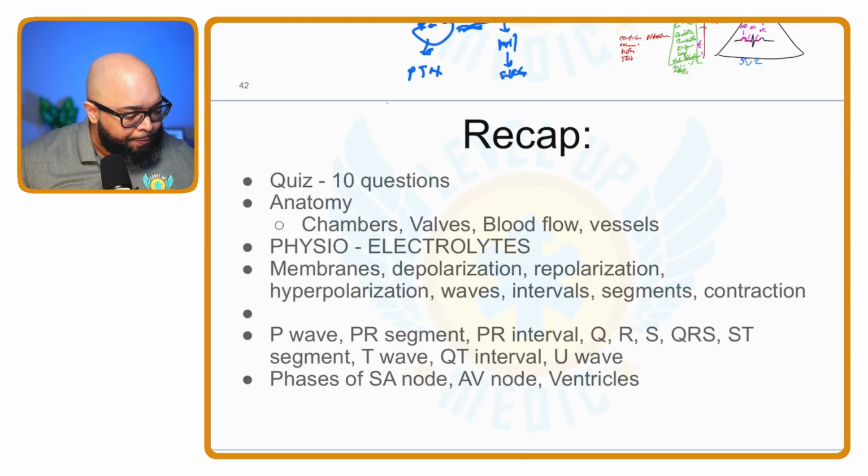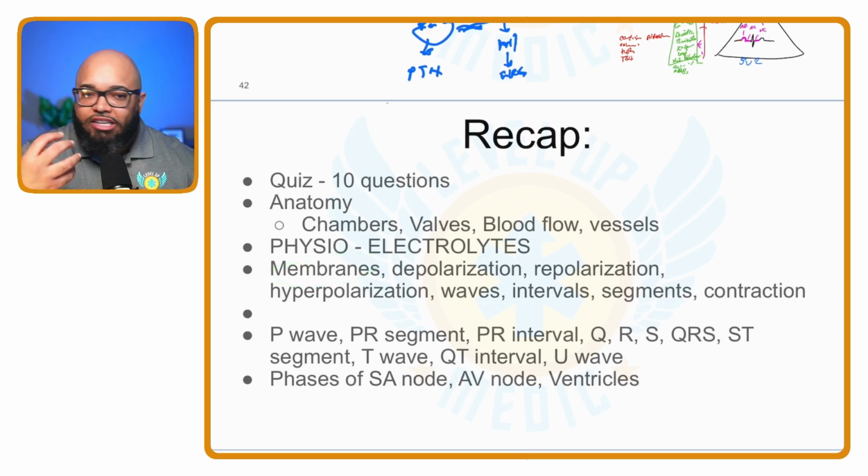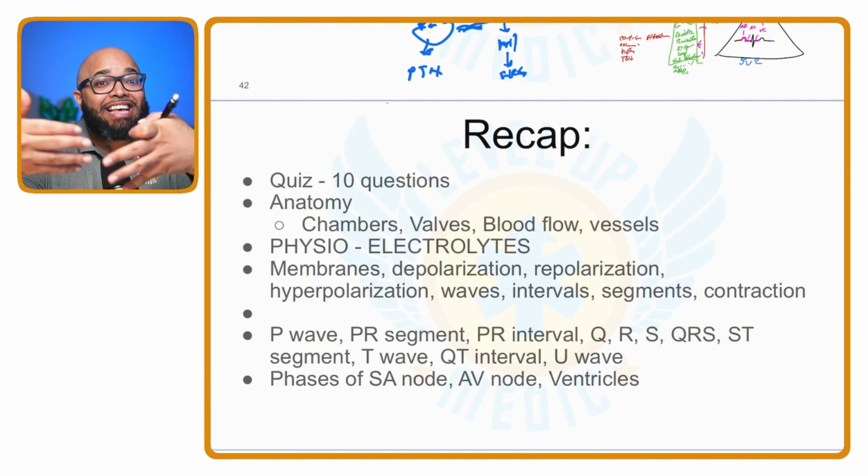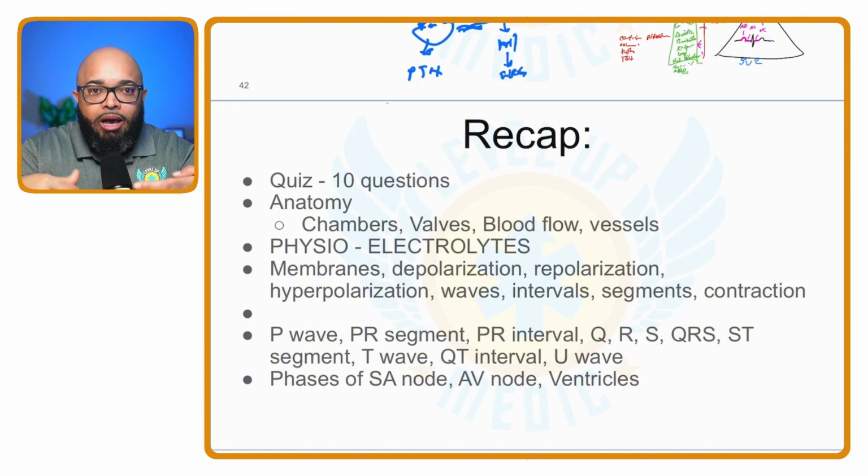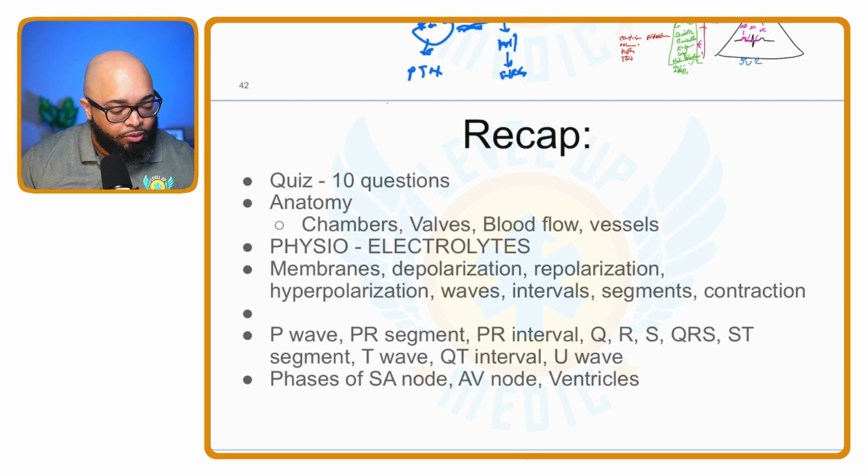Okay. We talked about, for instance, we went heavy into the membranes and how the membrane is very negative. And I told you about the phospholipids and why it has that negative charge. We talked about depolarization, the rush of positive electrolytes going to the inside of the cell. So the inside of the cell becoming more positive. That's what we mean by depolarization. When the inside of the cell becomes more negative, that's repolarization, okay? We talked about hyperpolarization, all the different waves, intervals, segments.